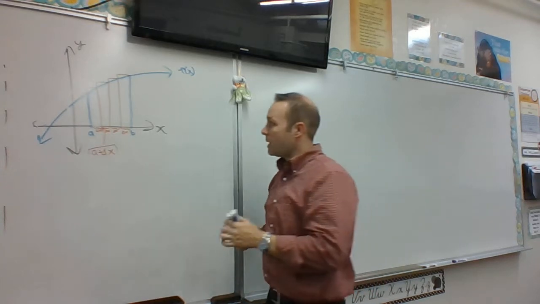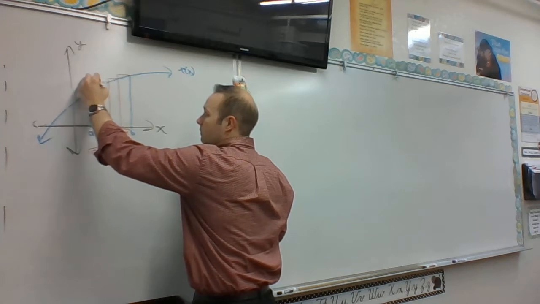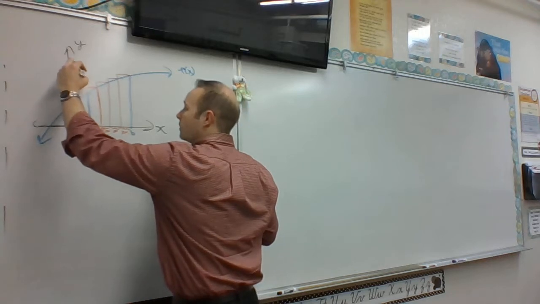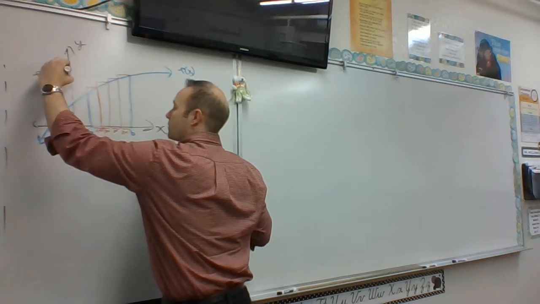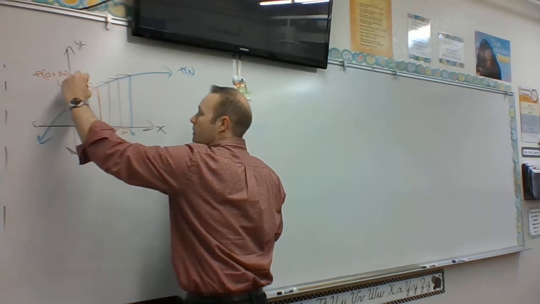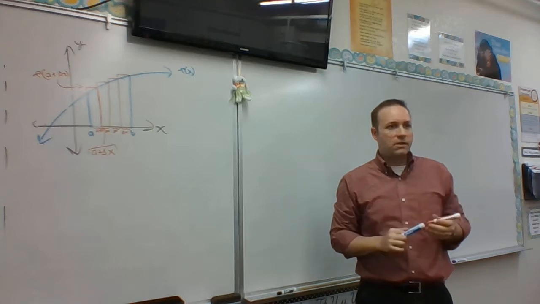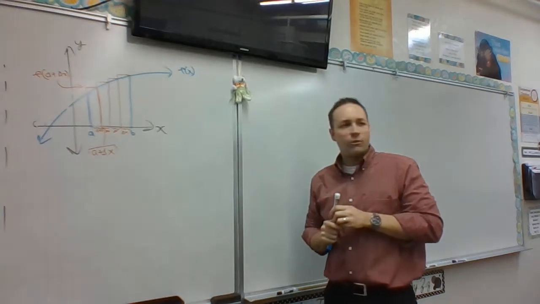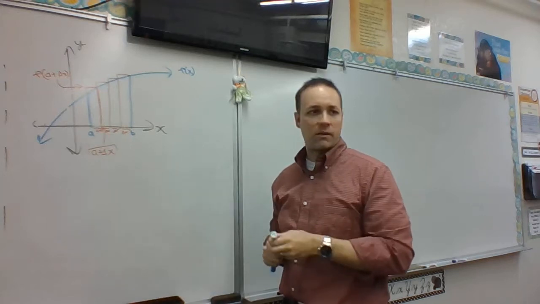With that in mind, does it make sense that the height of this rectangle is f of a plus delta x? Whatever that y value is, that is the height of the rectangle. That idea good? So what would be the area of this first rectangle? Area of a rectangle, width times height. What's the width of that rectangle?